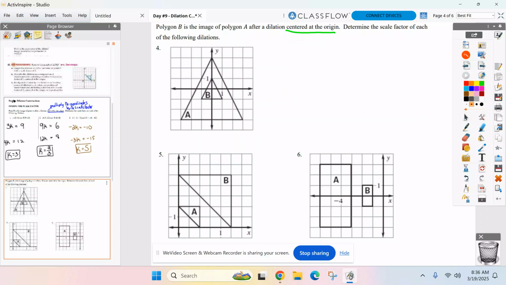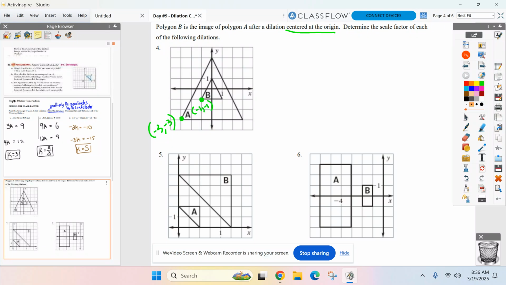So what did I multiply by? What was my scale factor to get from A to B? First way to do it, because we are centered at the origin, is I take any point from the pre-image, which would be, let's see on here, that's (-1, 2), (-3, -3). And make sure you pick its corresponding point on the image, which for us would be right here, (-1, -1).